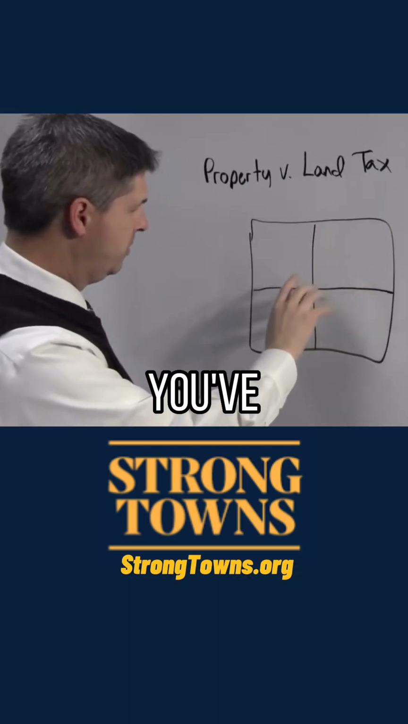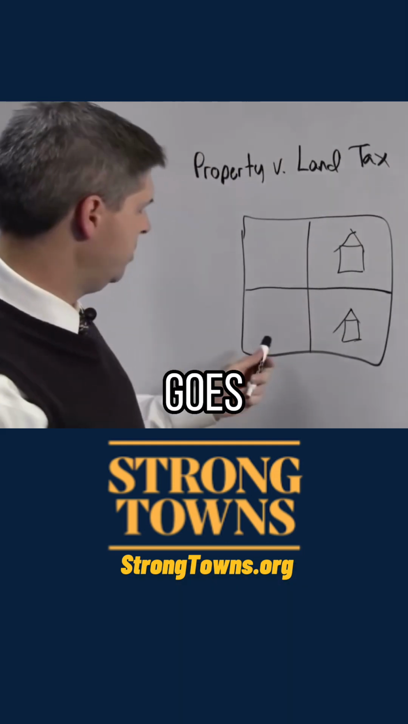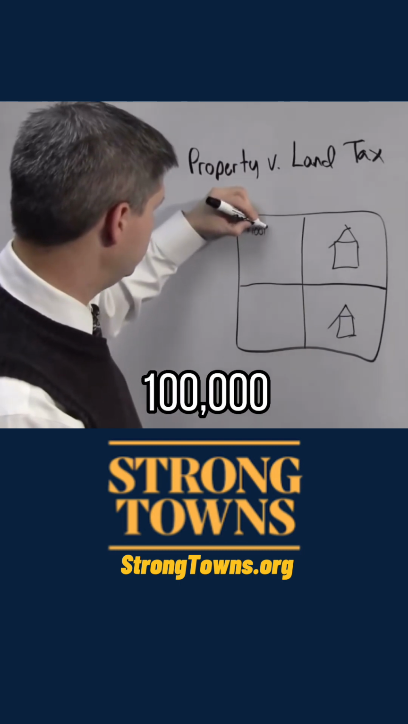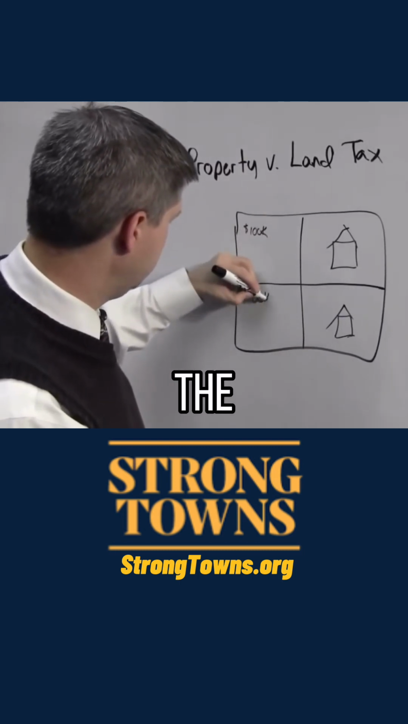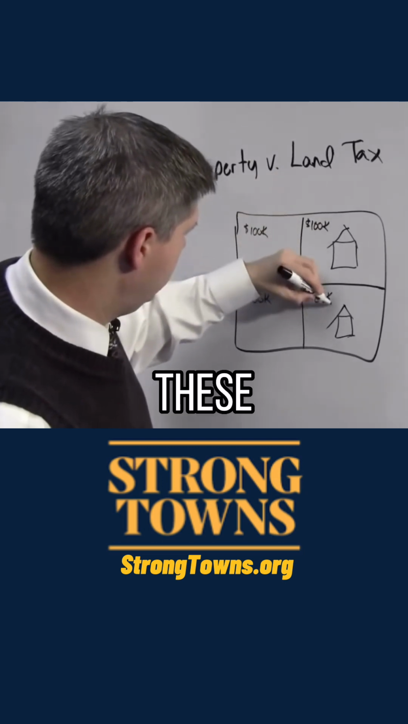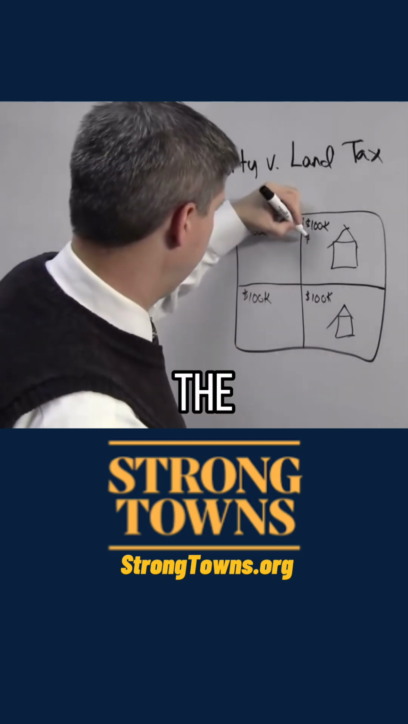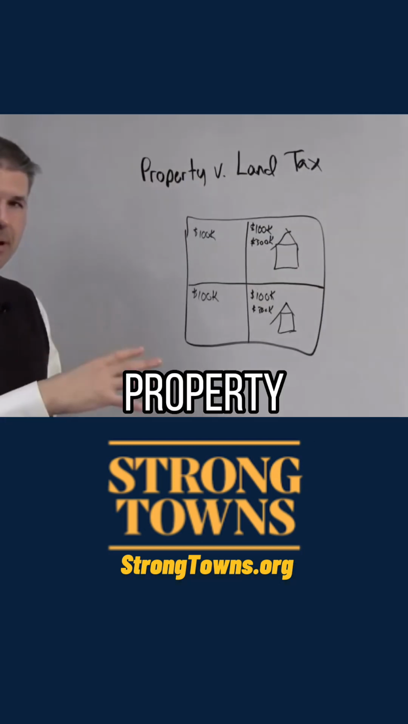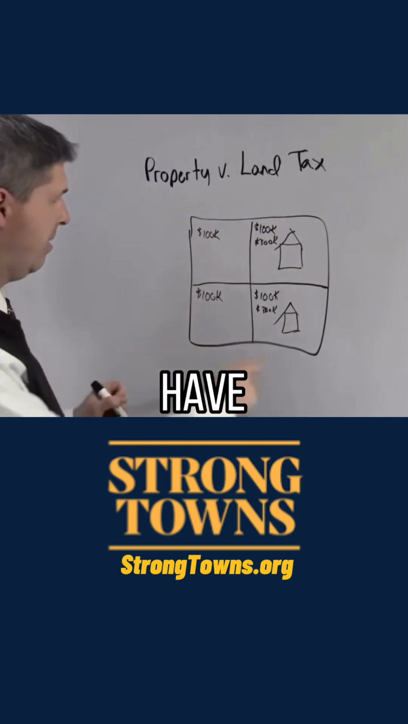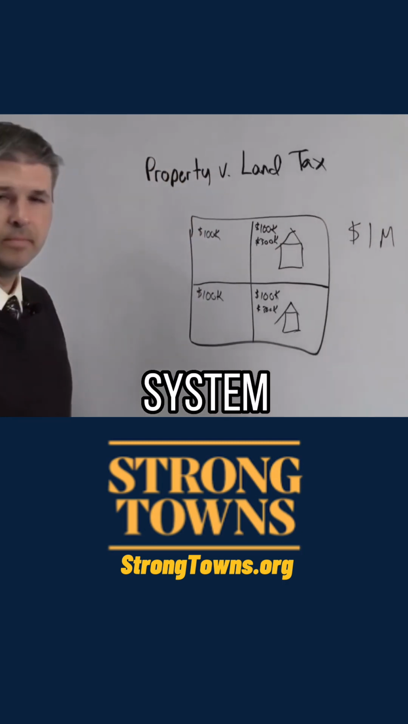Of these properties, two of them are vacant and two of them have a building on them. The assessor goes out and says that for each property the land is worth, let's say, $100,000. And the buildings are worth $300,000. In a current property tax system, these properties are 400, 400, 100, 100. You have $1 million worth of value in the property tax system.